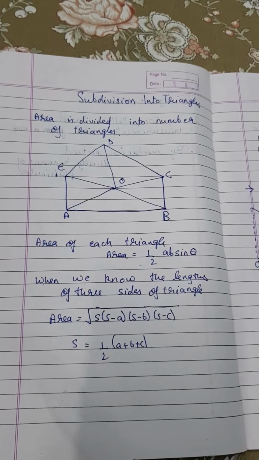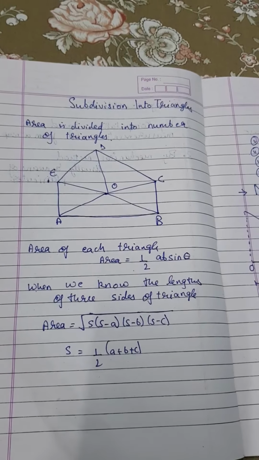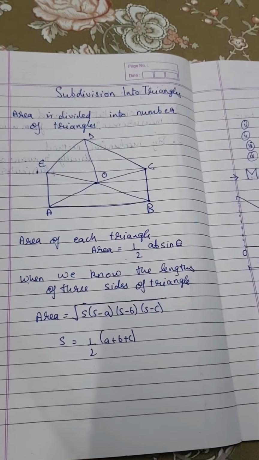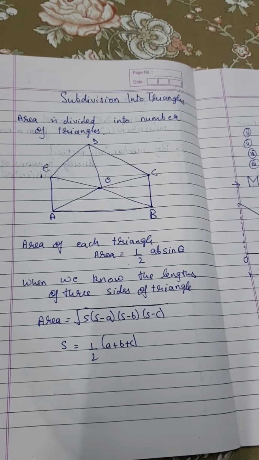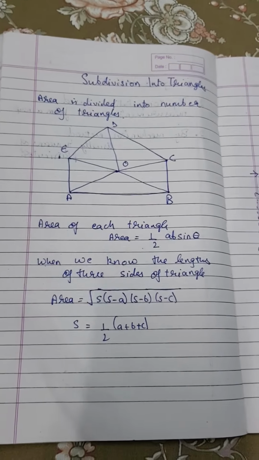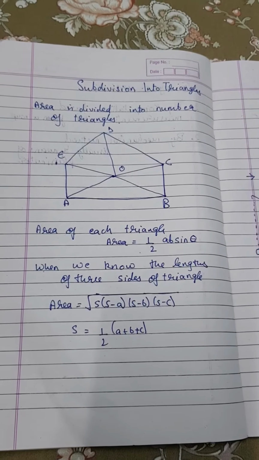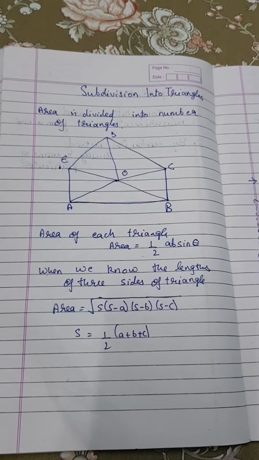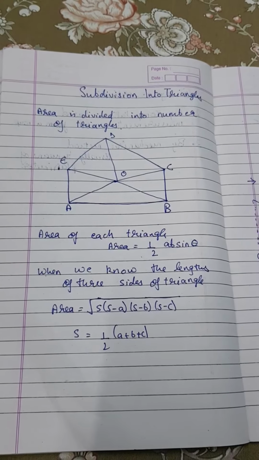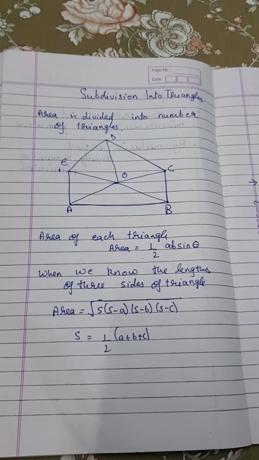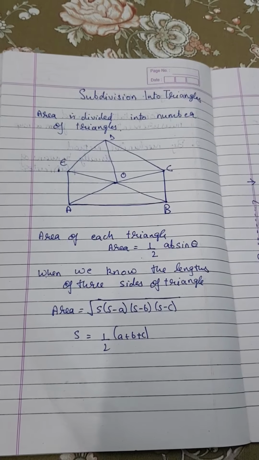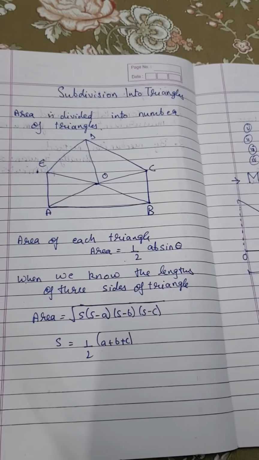So let's first talk about the areas computed by subdivision into triangles. We have an irregular shape of area. Divide the area into a number of triangles. In this method, the area is divided into a number of triangles and the area of each triangle is calculated. The total area of the tract will then be equal to the sum of the areas of the individual triangles.